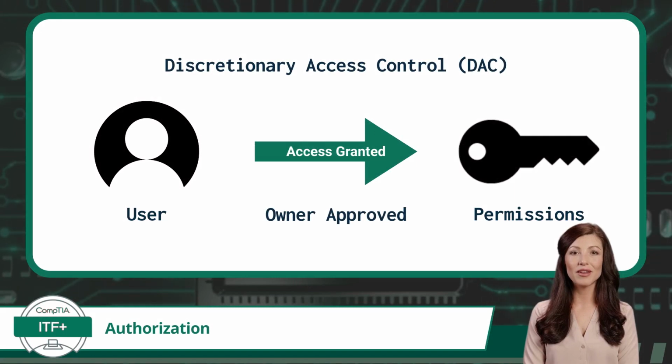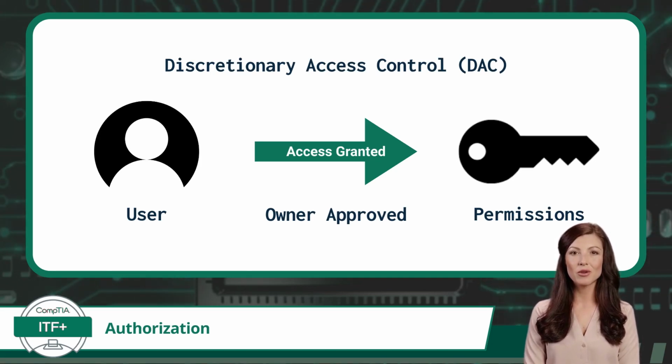And for our last method, we have discretionary access control, or DAC. With DAC, the owner of the information or resource decides who gets access. It's a bit like a homeowner deciding who can enter their house and which rooms they can access.